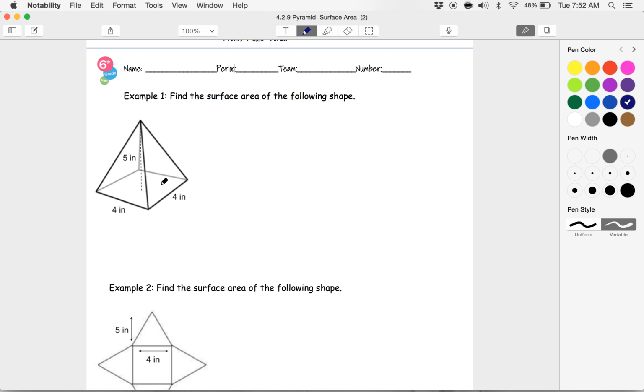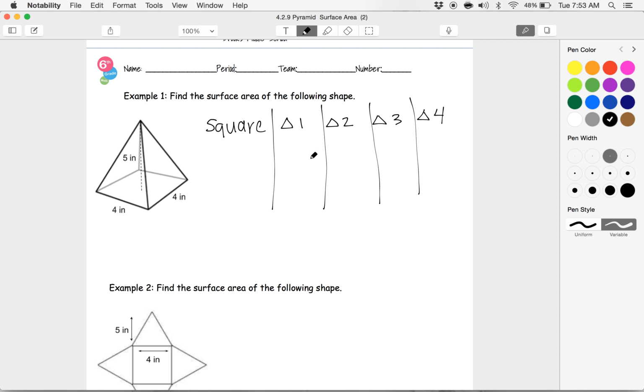Find the surface area of the following shape. So we have our square pyramid. Now, we said in this, we're going to have a square. Then we're going to have triangle 1, triangle 2, triangle 3, triangle 4. So this is the same idea where I'm cutting it into sections like I did with the rectangular prism. But now I've got a square and my 4 triangles.